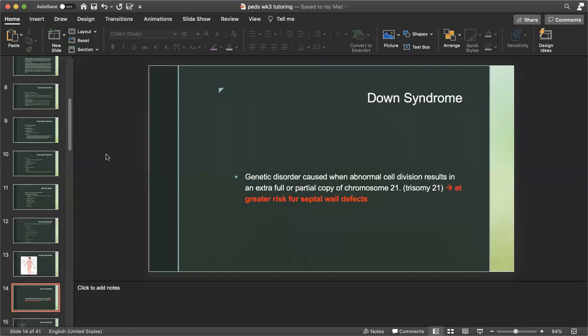So Down syndrome is a genetic disorder when abnormal cell division results in an extra full or partial copy of chromosome 21, aka trisomy 21. And the biggest thing you need to remember about Down syndrome is they're at greater risk for septal wall defects. So emphasize that in your notes, that they're at greater risk for septal wall defects. That's the main thing that you need to remember for Down syndrome. And then we'll go more in depth with it next week again, because we'll have examples of the cardiac issues that they'll have.